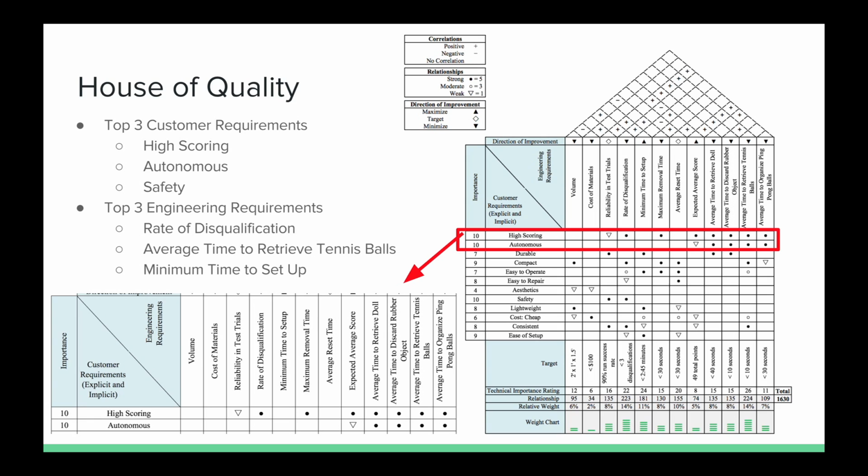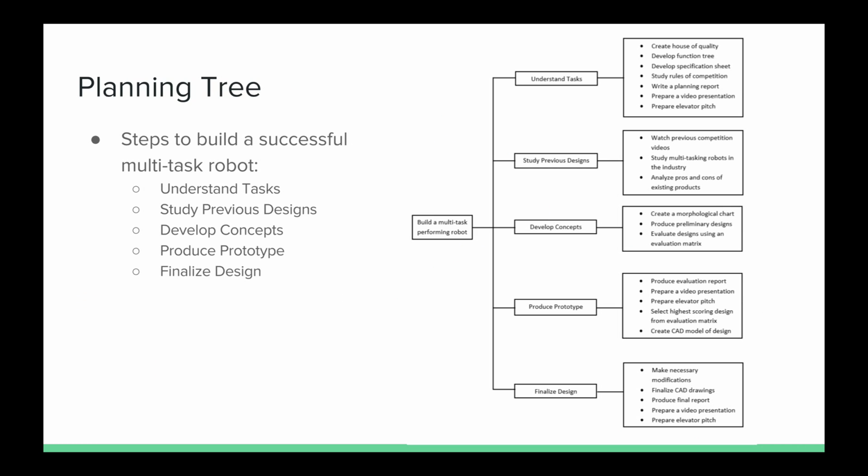And then our three top engineering requirements are rate of disqualification, average time to retrieve tennis balls, and minimum time to set up. I'm going to go into minimum time to set up. We want it to be quick and easy to set up so that we don't have as many tasks to complete and we don't miss anything. So now I'm going to pass it off to Derek to talk more in depth about our planning tools and how our team's going to use them in the future.